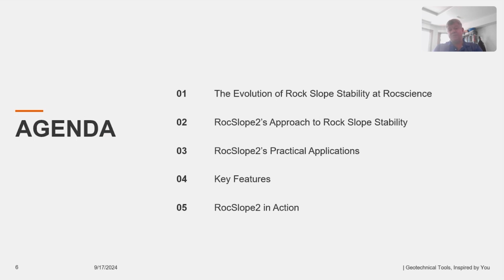Okay, so the agenda of the webinar today is I'm going to first talk a little bit about the evolution of rock slope stability at Rocscience. It goes back to the 1980s. Then I'll talk a bit about RocSlope2's approach to rock slope stability, a brand new product. And then I'm going to talk about its practical applications. And then Julien will take over and talk about the key features of the product. And then we're going to give you a really cool demo of what it can actually do.